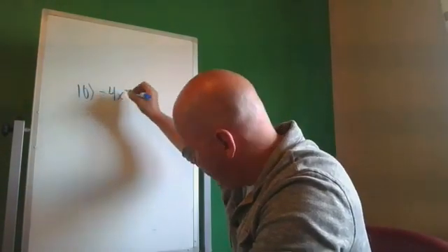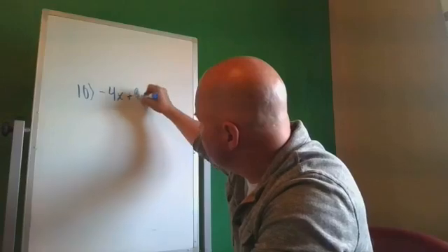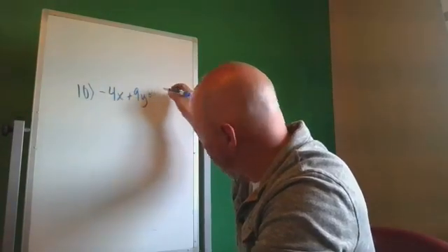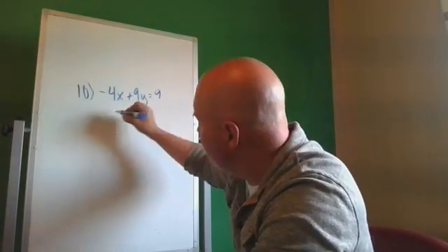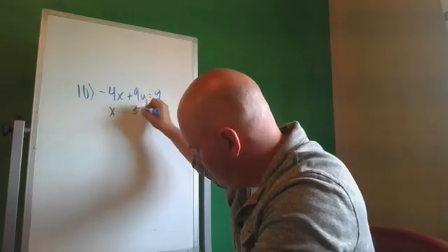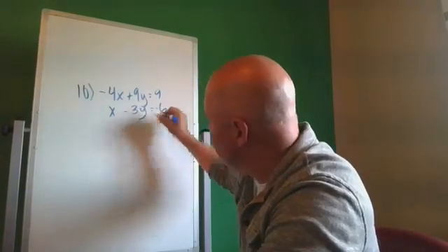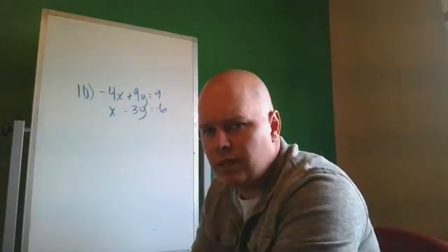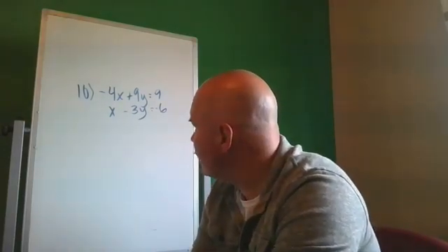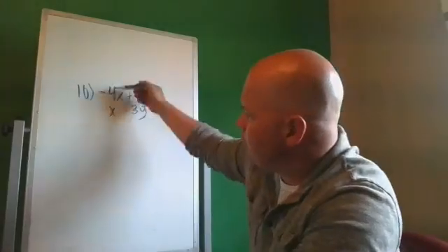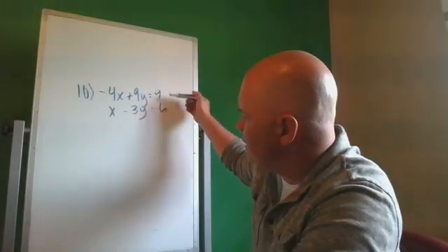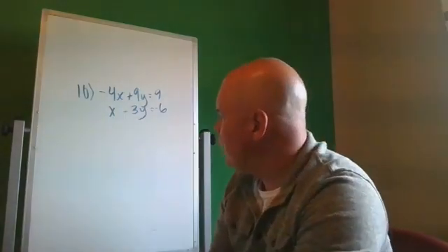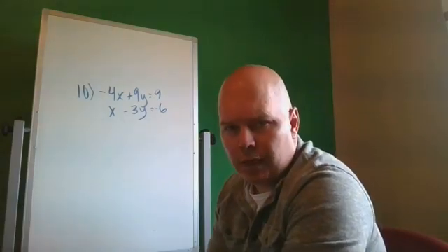Negative 4x plus 9y equals 9. And we have x minus 3y equals negative 6. Okay, again, there's nothing that naturally cancels. Now with this one, it doesn't really matter which way I go. Nice thing is that we are already on the opposite signs on both of them. So it's just, what do you like to multiply best?